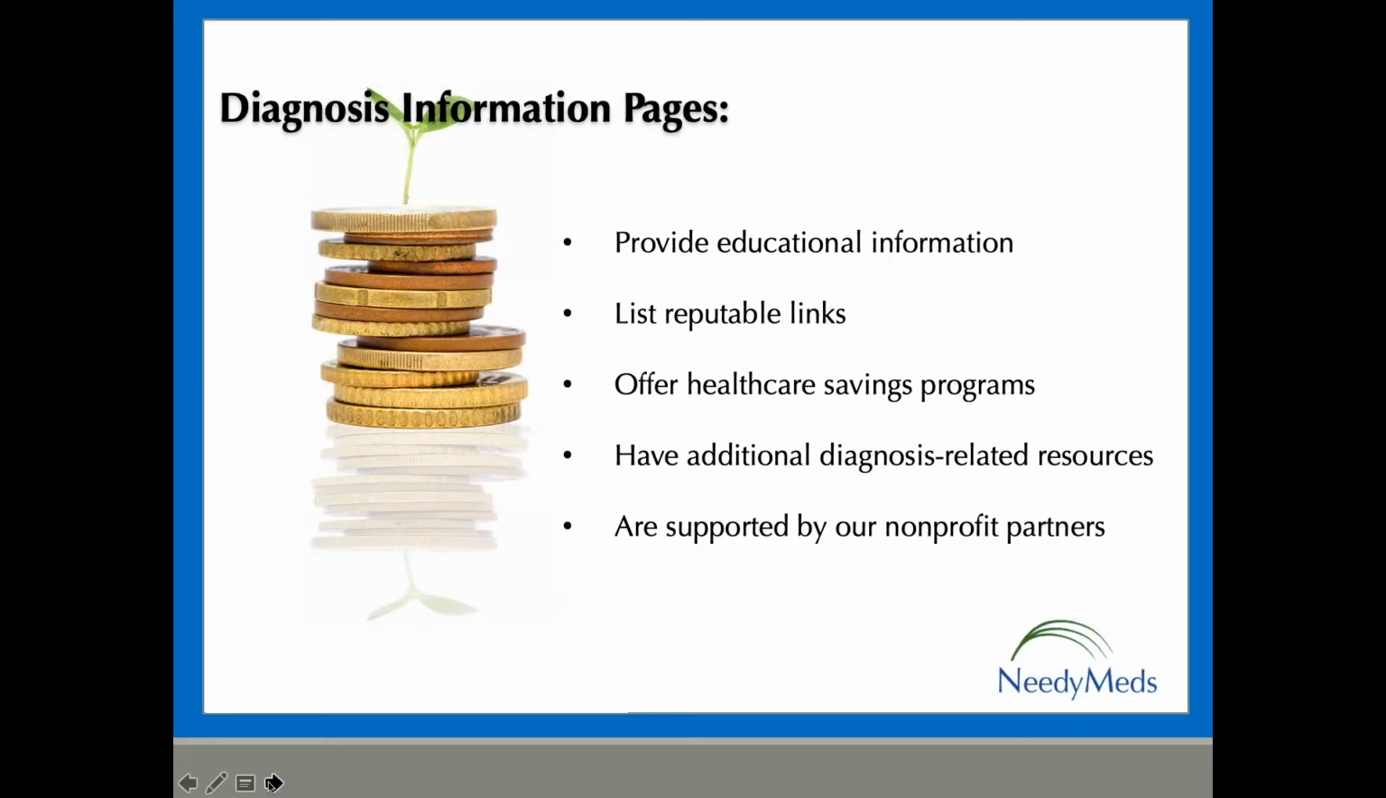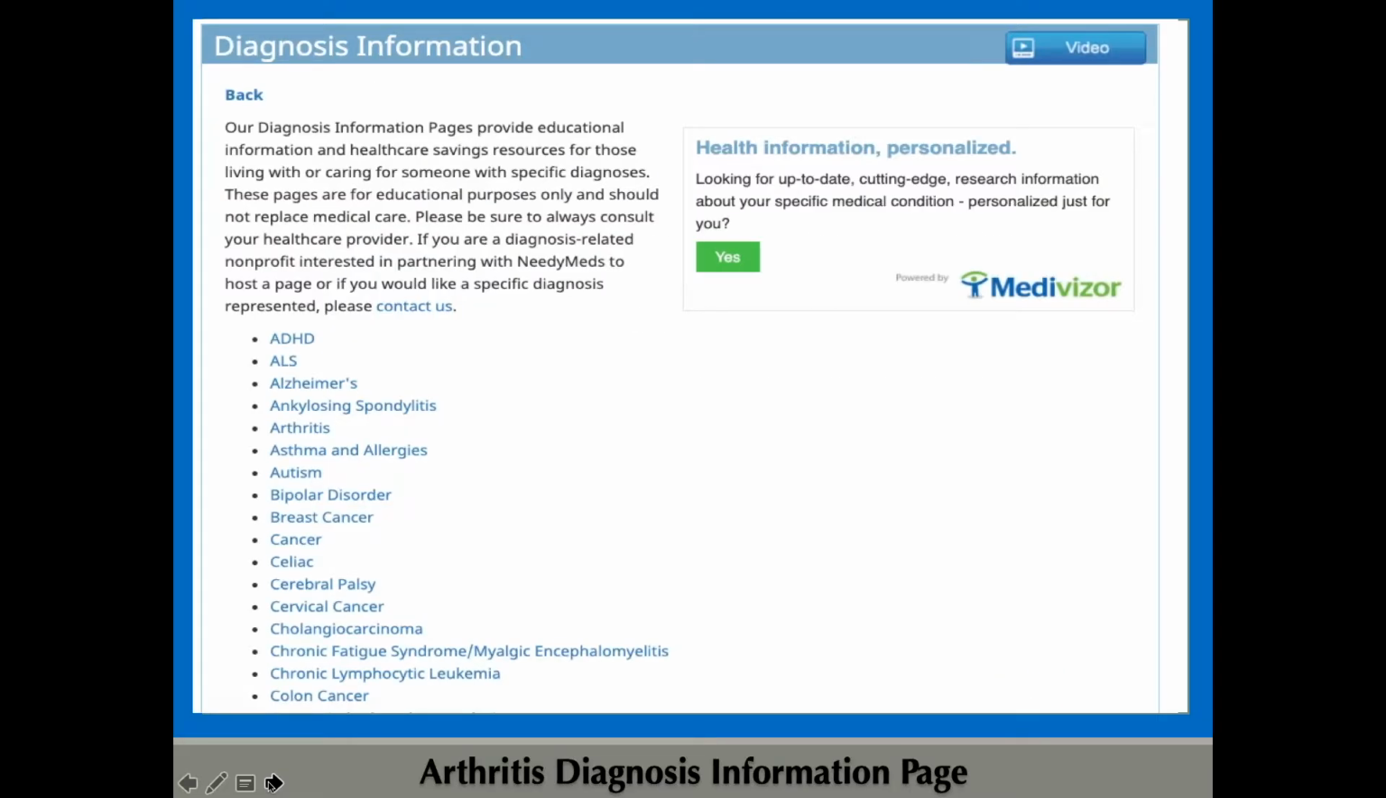Now, when you click on that diagnosis information pages link that you saw under that healthcare savings tab, you will wind up on this page where all of our diagnosis information pages are listed alphabetically. And as you can see, there is quite a list that continues through Z, which you can't see on this slide. So let's go ahead and click on the arthritis diagnosis information page so you can see an example.